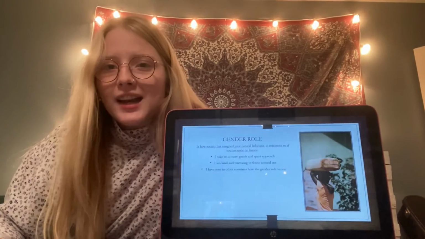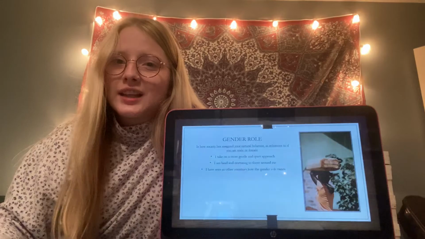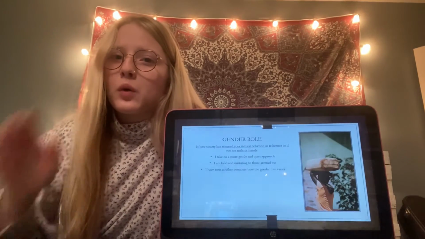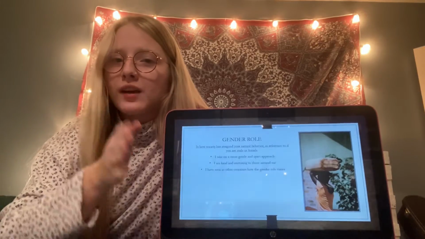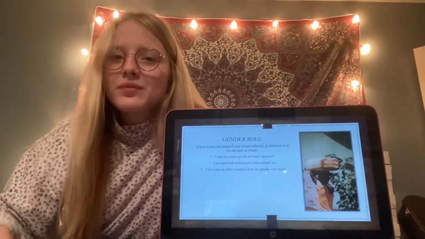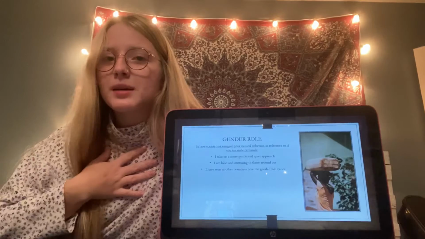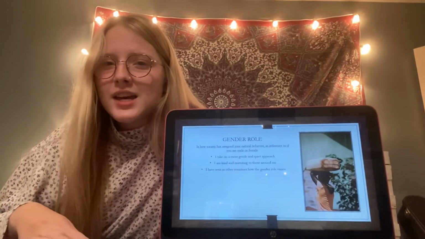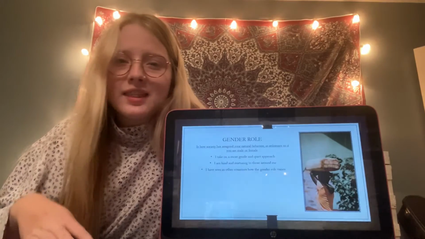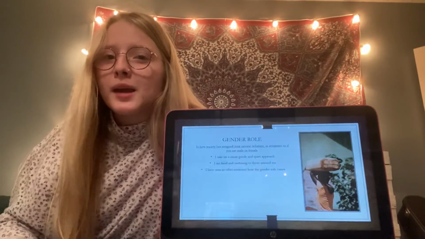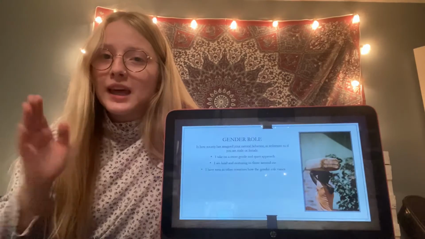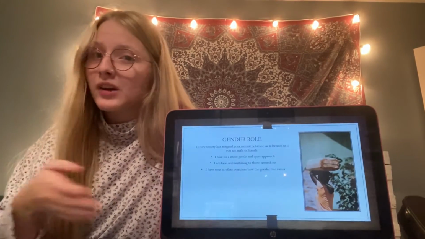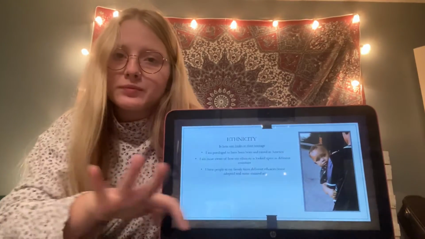The next slide is gender role. Gender role is the role that society gives you according to if you're male or female. This applies to me because every country that I go to, it's always different. In Africa, they believe that women should be more laborious instead of nurturing. And in America, it's completely opposite.